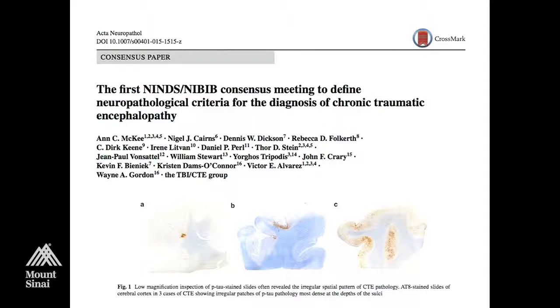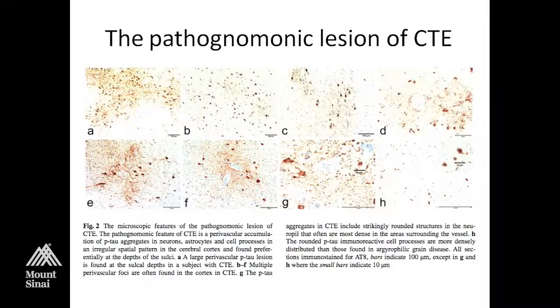So one of the things that we see is focal, patchy collections of tau in regions of stress concentration, places in the brain where it would be predicted that forces would concentrate. And so the depth of the sulcus is one of them. You can see here and here that there's this increased staining in these cerebral cortices stained with phospho-tau from patients with CTE. There's another pathognomonic lesion, which is the perivascular accumulation of phospho-tau within neurons and glia in the cortex.